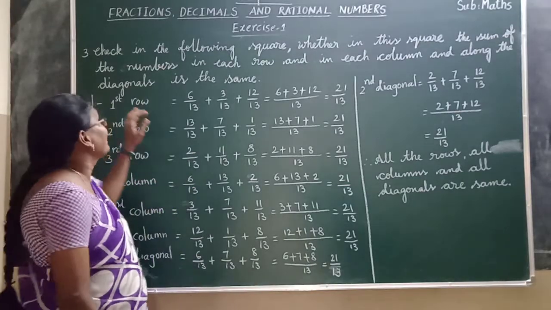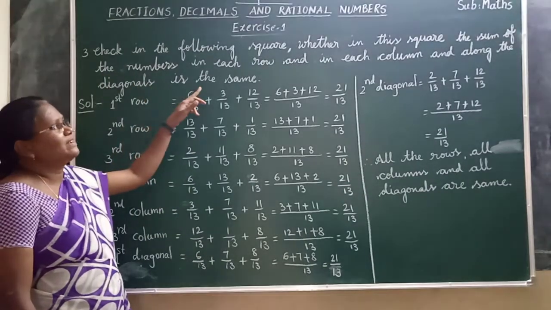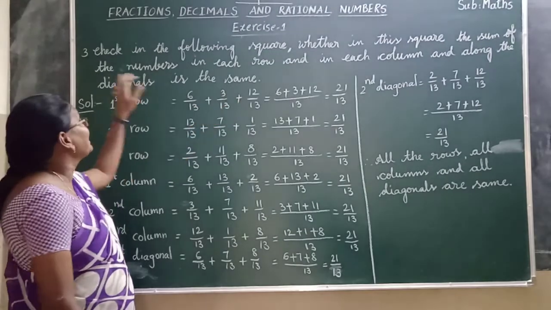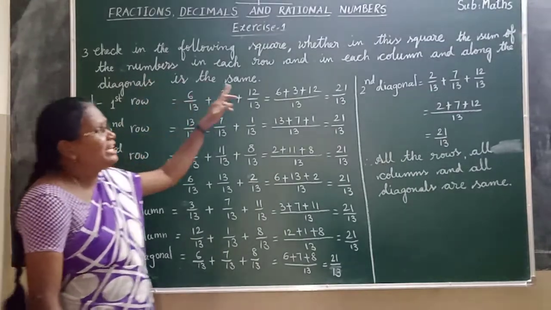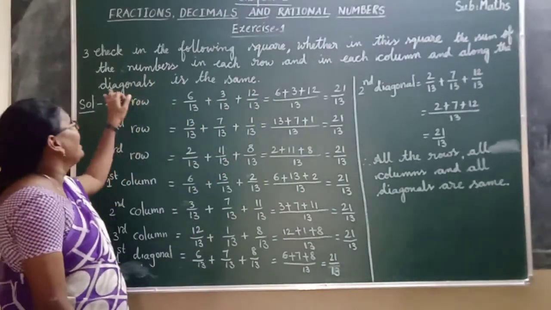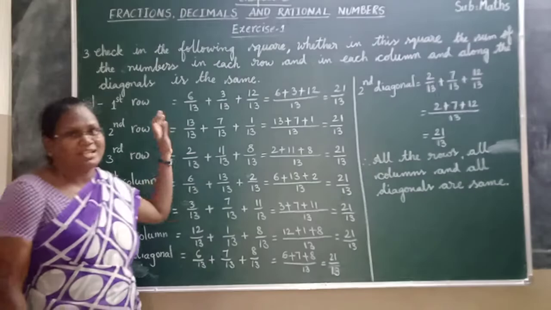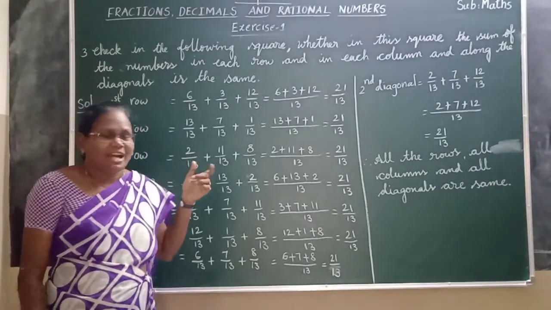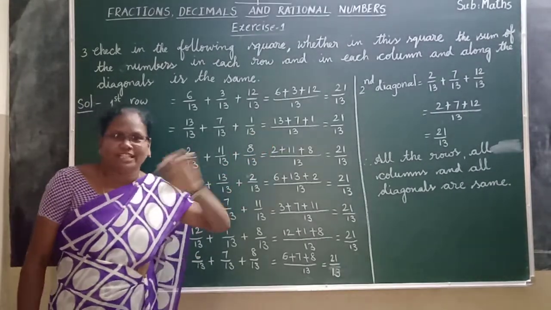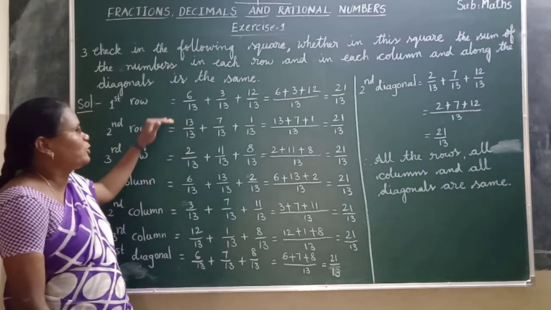Children, the third sum: check in the following square whether the sum of the numbers in each row, each column and along the diagonals is the same or not. We have to see the square. You see the textbook, but I wrote the answer.